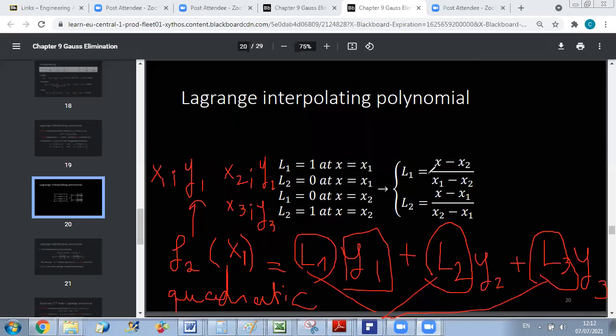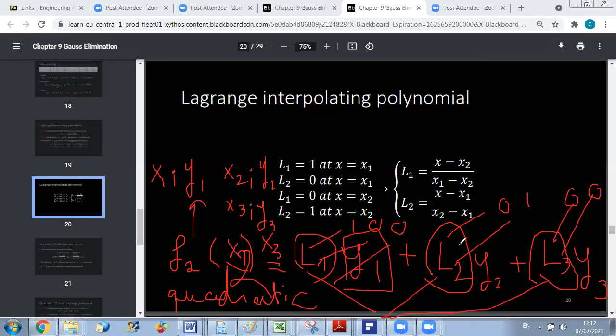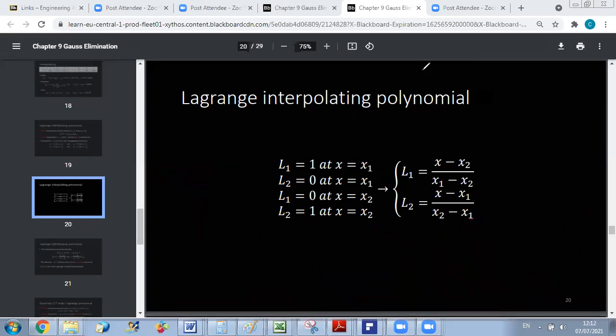So when x is equal to x1, L1 will be 1, L2 will be 0, and L3 will be 0. While when x is equal to x2, L1 will be 0, L2 will be 1, and L3 should be 0. And finally, when x is equal to x3, L1 should be 0, L2 should be 0, while L3 should be 1. So this is how I define my operators, my Lagrangian operators.